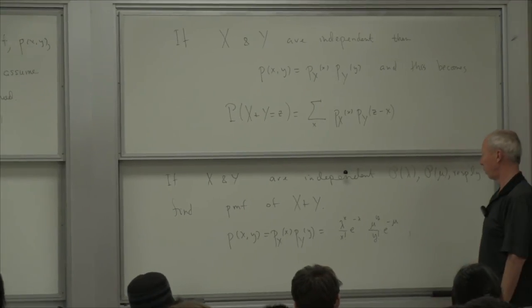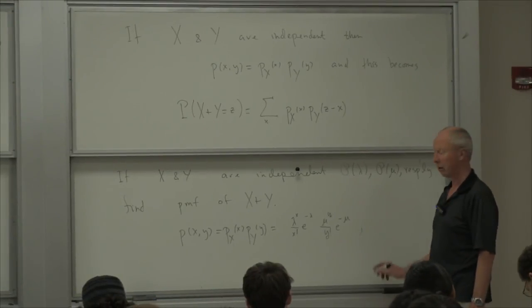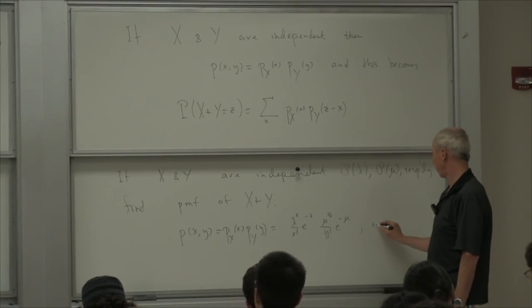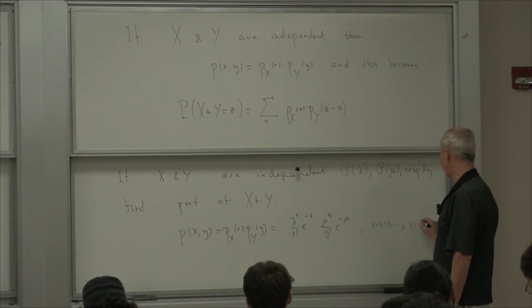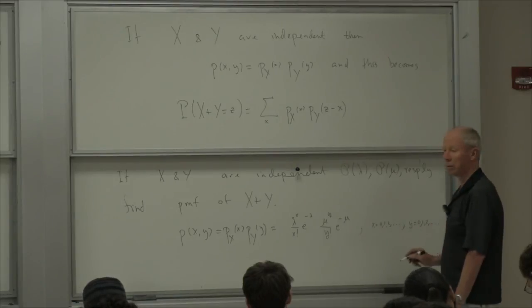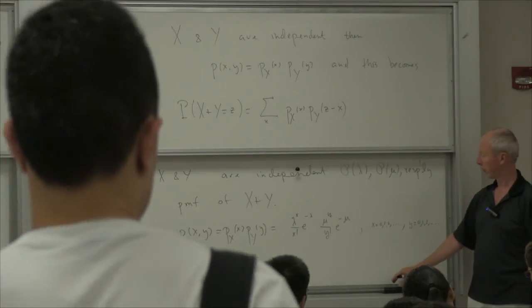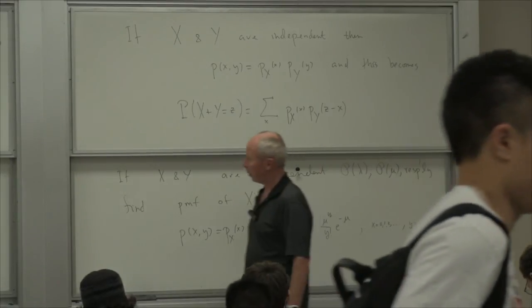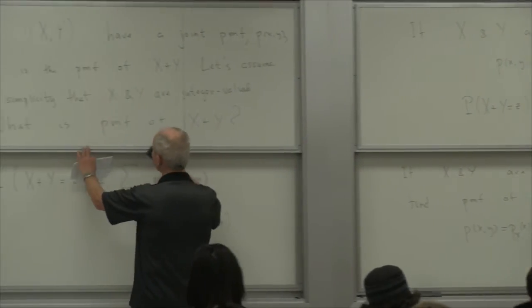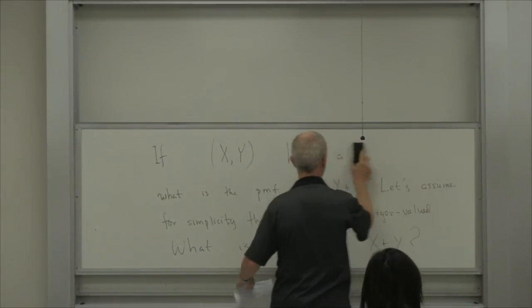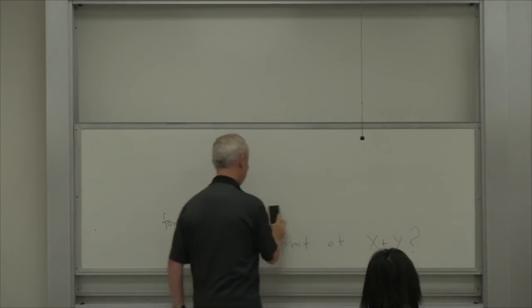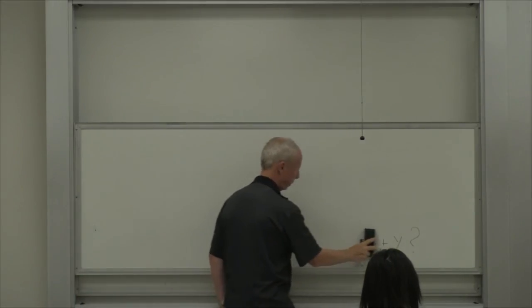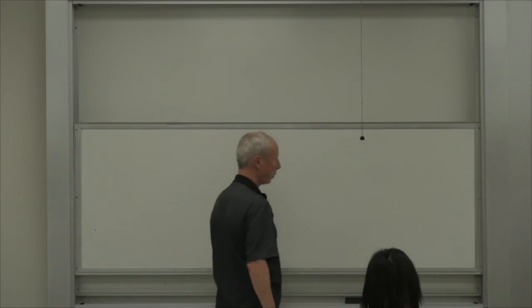And what values of x and y do we have here? X could be 0, 1, 2, etc. Any natural number. Same for y: 0, 1, 2, any natural number. Okay, so now we have to use this formula.